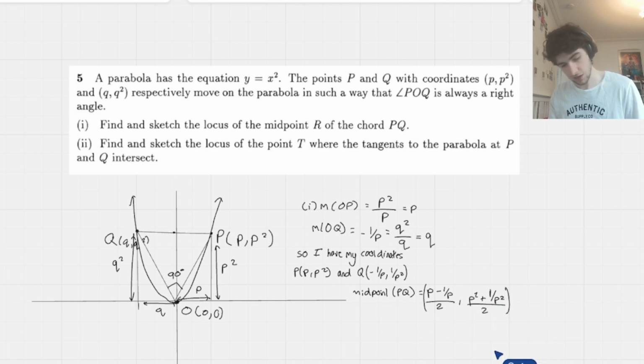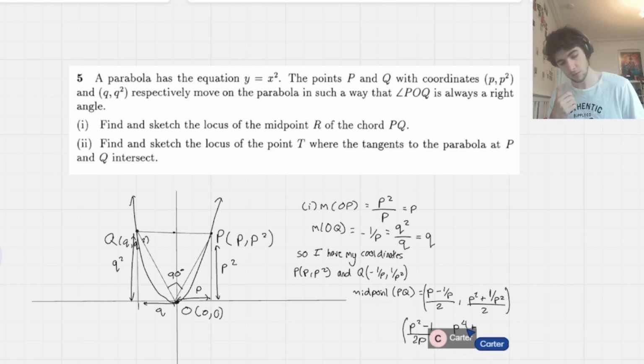So what's this actually going to give us? For the x coordinate, p minus 1 over p is p squared minus 1 divided by p, then divided by 2. So p squared minus 1 divided by 2p. And on the y side, it's going to be p to the 4 plus 1 divided by 2p squared, right?